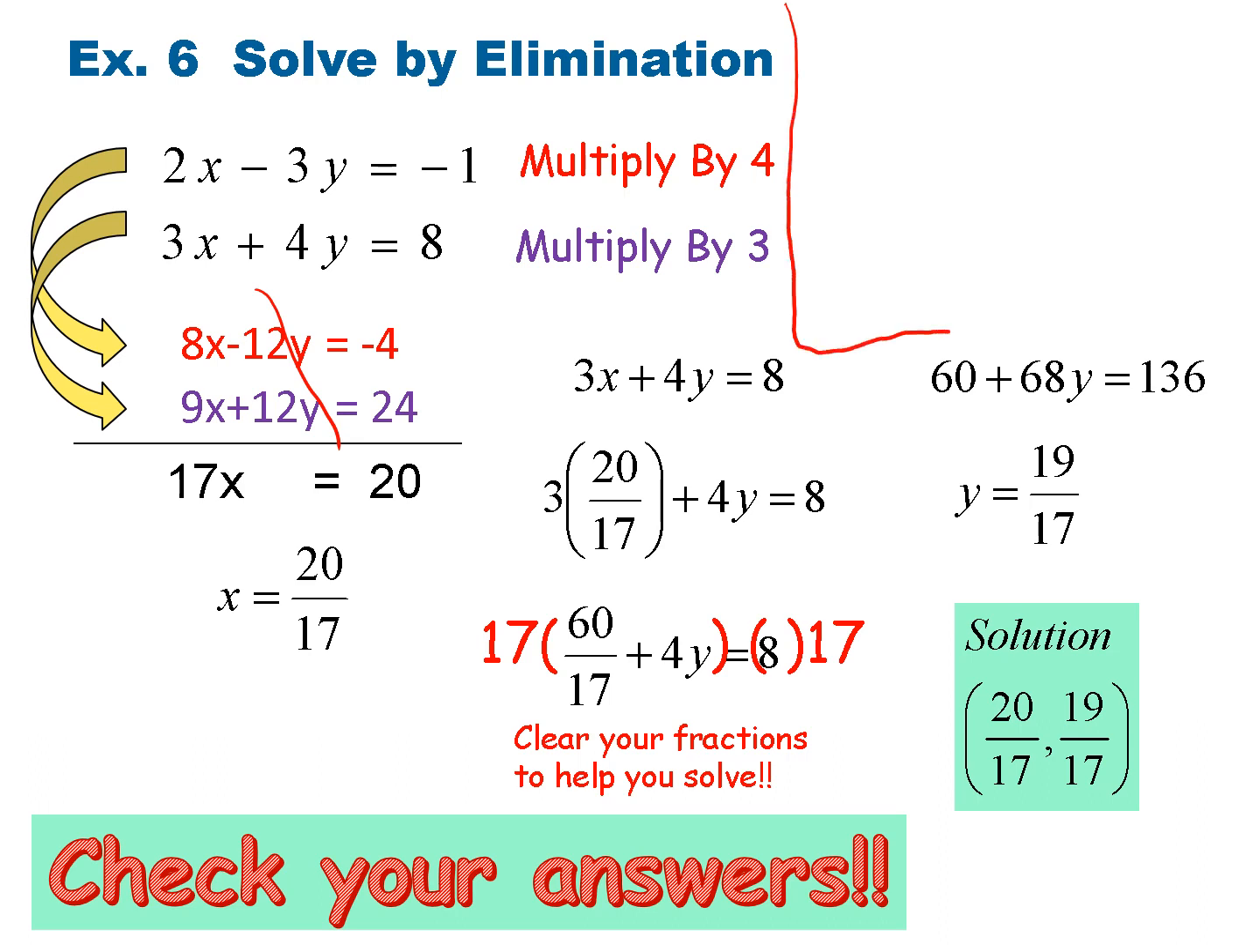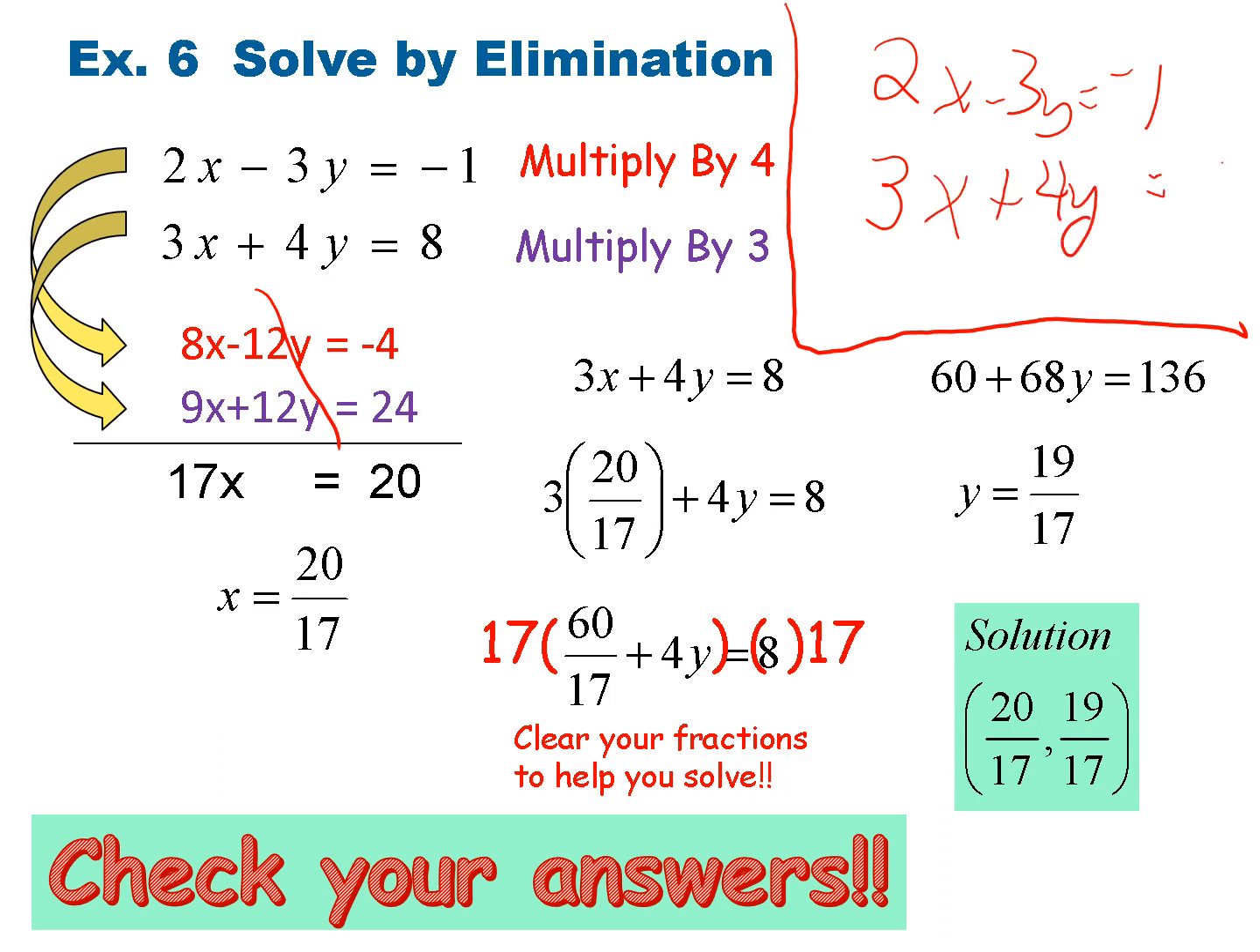Now, let's say, hypothetically, that we instead wanted the x's to cancel out. So I'm kind of rewriting the system. So let's say, again, in this case, I want the x's to cancel out instead. So what I'm going to do here is multiply the top equation by 3 and the bottom equation by 2.